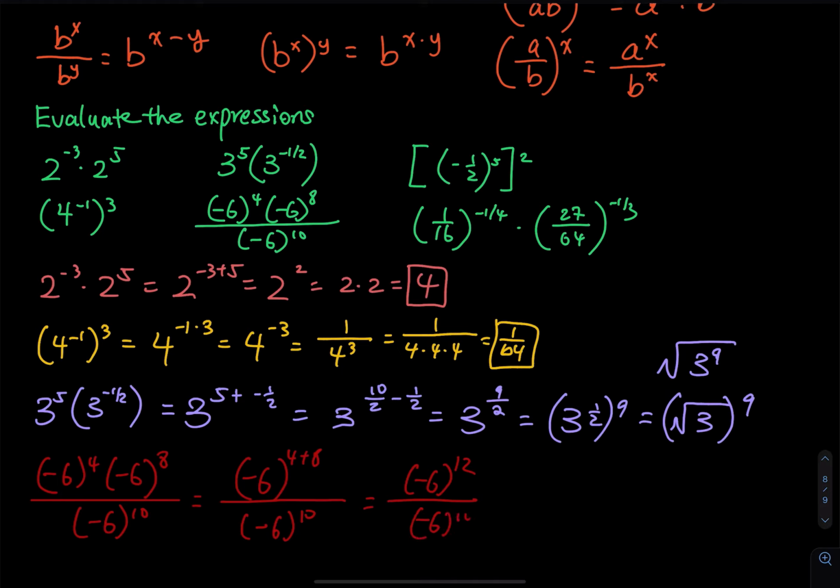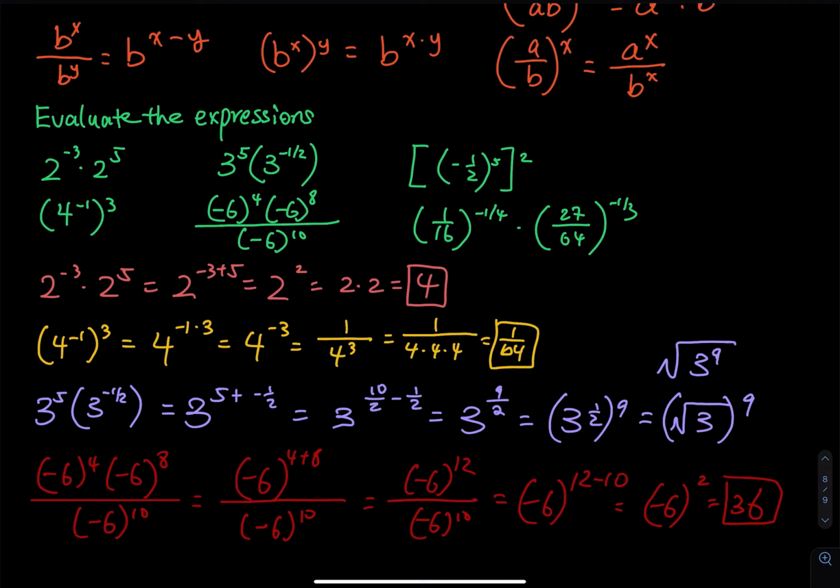negative 6 to the 10, top minus bottom, right? So 12 minus 10, make sure they have the same base. So this is negative 6 to the 12 minus 10, so that is negative 6 to the second power, which is negative 6 times negative 6, then you have a 36.